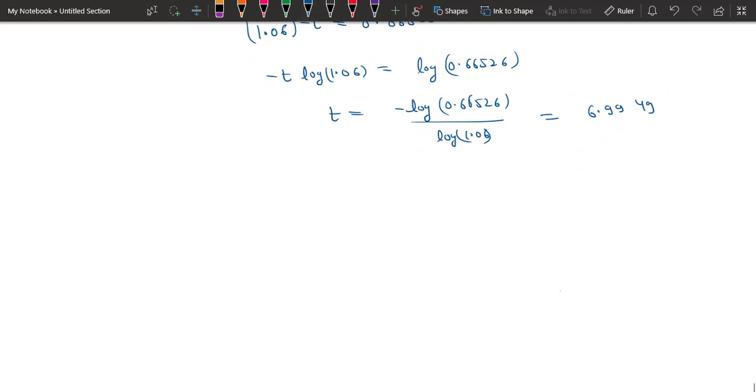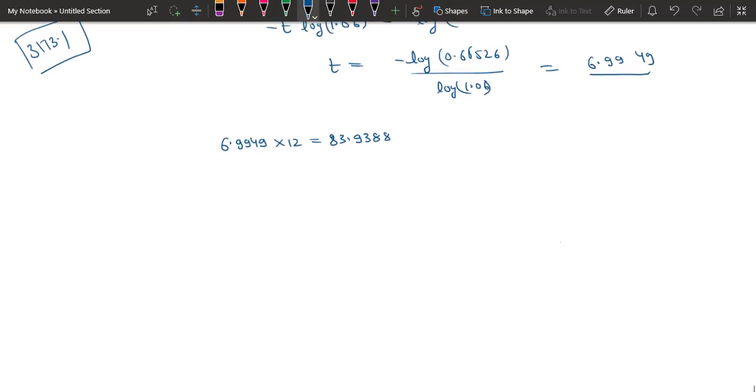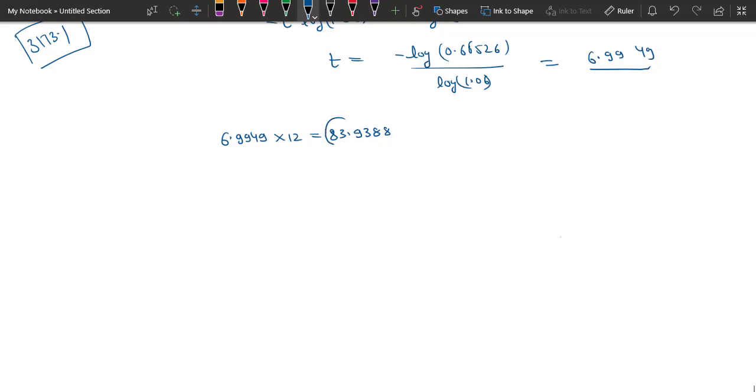Now here's the fun part. So we got our t equal to 6.9949. So if you pay 3173 for 6.9949 years, then you will repay the loan. But how is it possible to pay for 6.99 years? What does that mean? So first of all, let's convert this 6.99 into months. When we do that, we get approximately 83.9388 months. So that means you will be able to pay 83 installments of this amount, 3173.11.